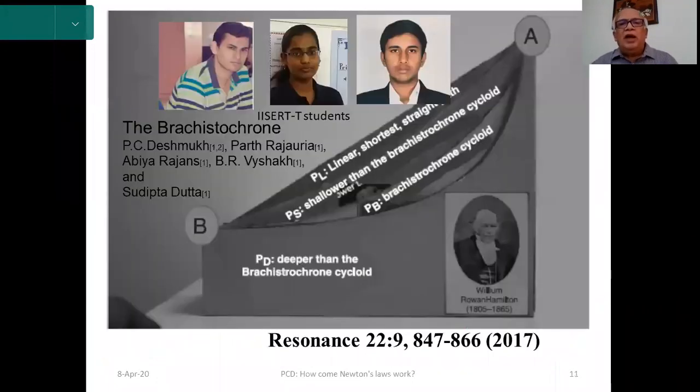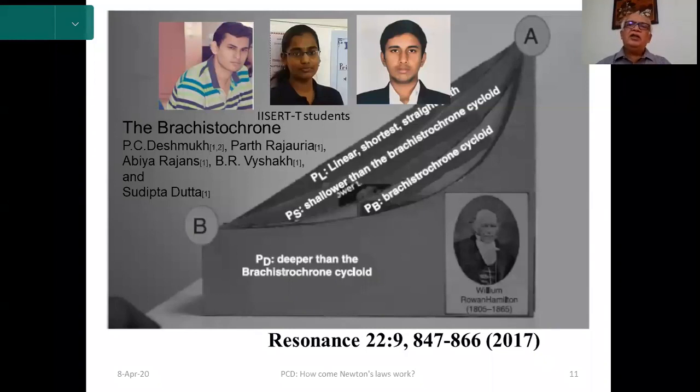So you can actually fabricate such a brachistochrone in your workshop without much effort. And I would like to show this construction, this fabrication of a brachistochrone. So there are 4 different shapes which are fabricated over here between point A and B. Only one is a brachistochrone. The others are not brachistochrones.